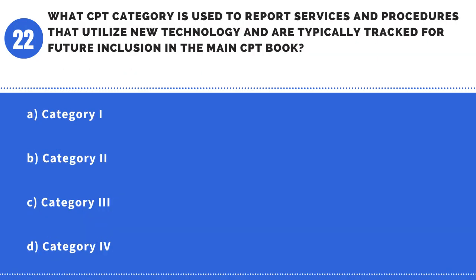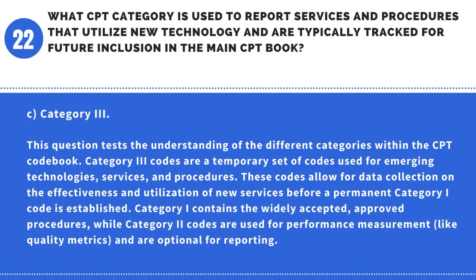Question 22. What CPT category is used to report services and procedures that utilize new technology and are typically tracked for future inclusion in the main CPT book? A. Category I. B. Category II. C. Category III. D. Category 4. Answer C. Category 3.